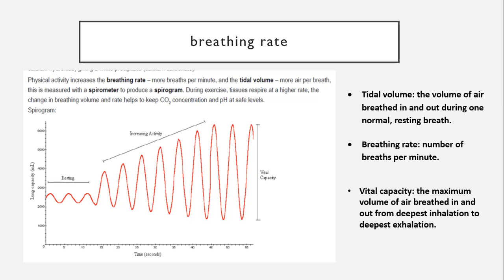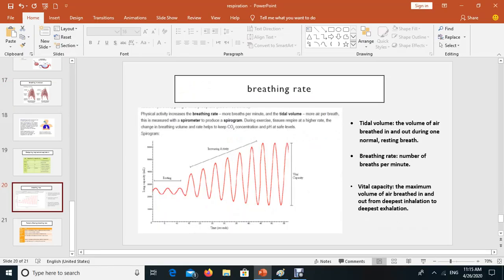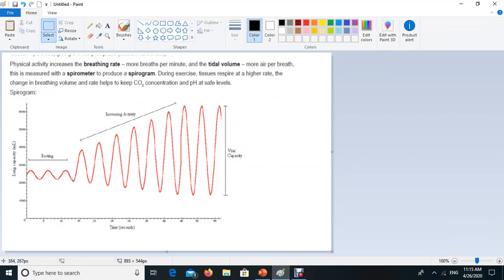Vital capacity is the maximum volume of air breathed in and out, from the deepest inhalation to the deepest exhalation. So when it is the greatest, we call it vital capacity. As you see, the one on the right, at the peak, is the greatest one. When you are exercising, it is the maximum volume of air that can be breathed by your lungs. Okay, let's work it out here.